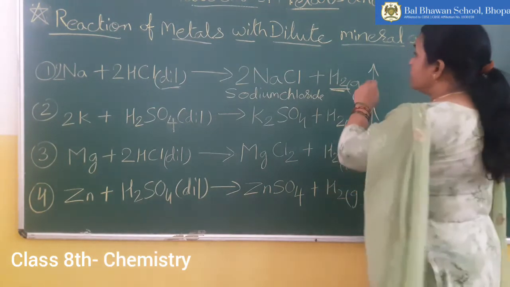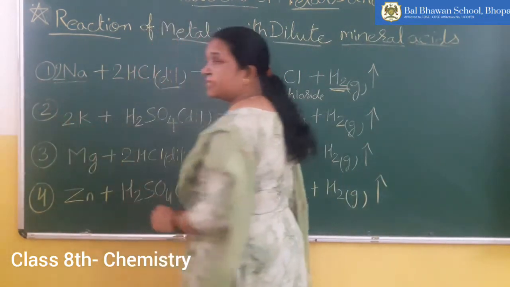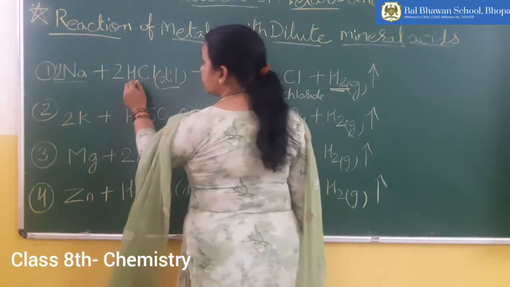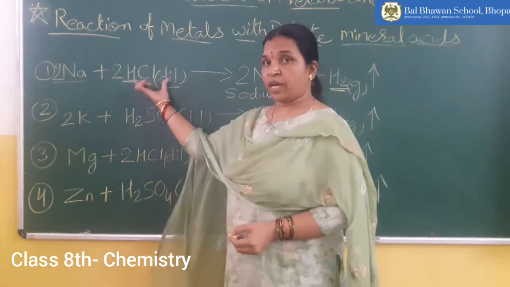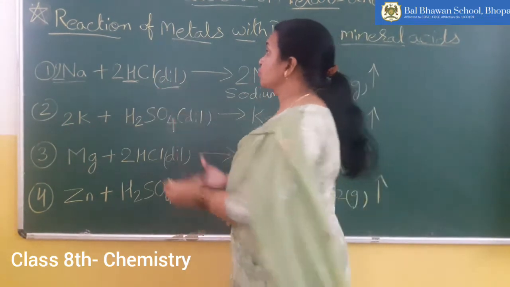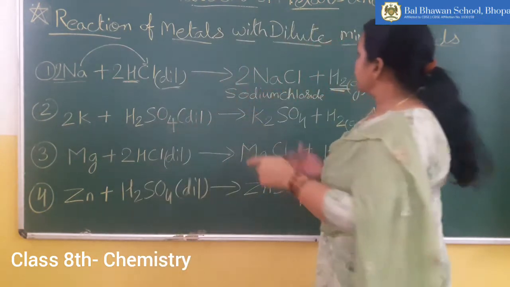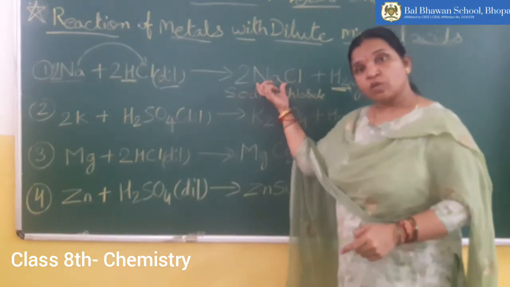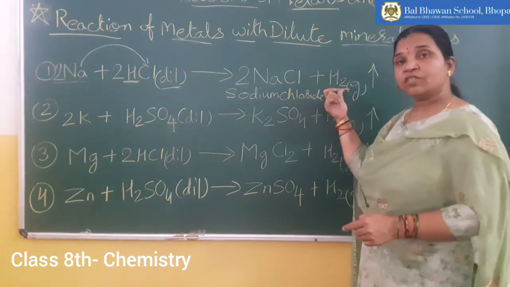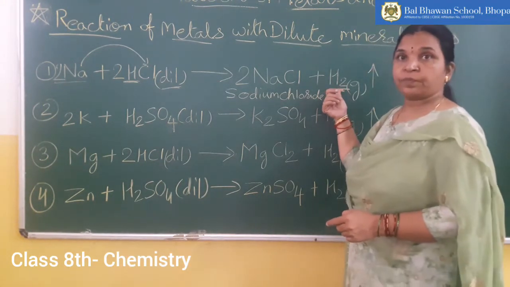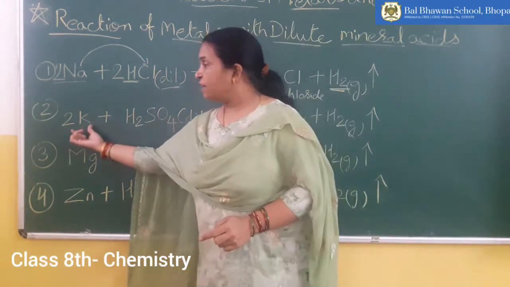Right? So what we observe is that sodium, as it is highly reactive, is able to displace hydrogen from hydrochloric acid. It bonds with chloride and produces sodium chloride, and hydrogen becomes free, that is, hydrogen gas is produced. Similarly, you can see another reaction.